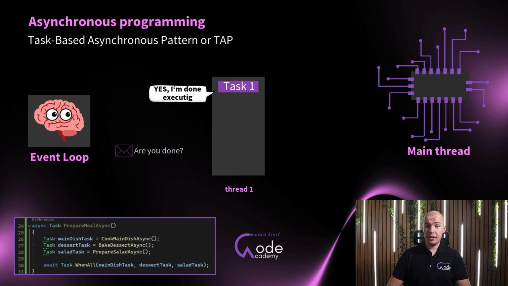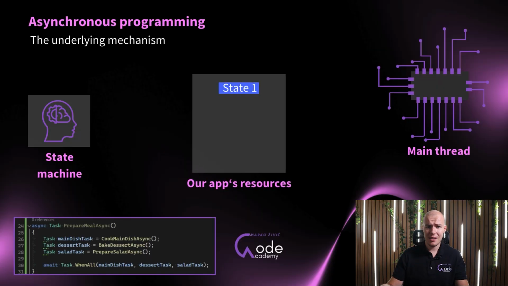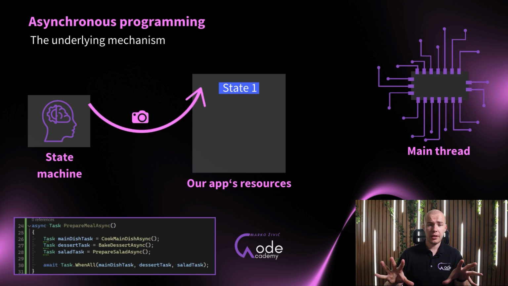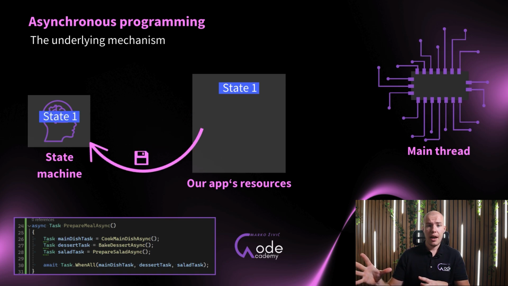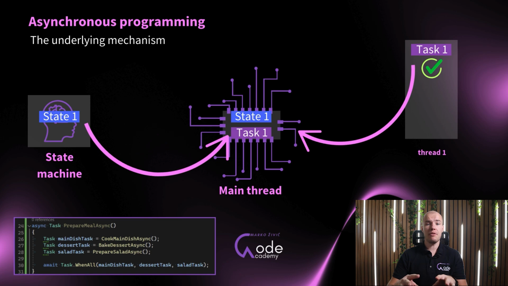And at that point, the event loop will pass that completed task further on to the execution, meaning that the code is going to keep going from where it left off. And then there is the underlying mechanism, which is basically a state machine that will take a snapshot of the situation before the task started executing, and then when it is done, the state machine will return the state as it was before the task started executing. And then it continues, of course.